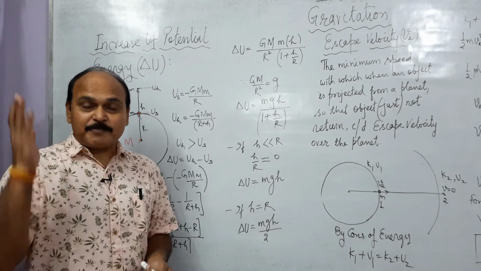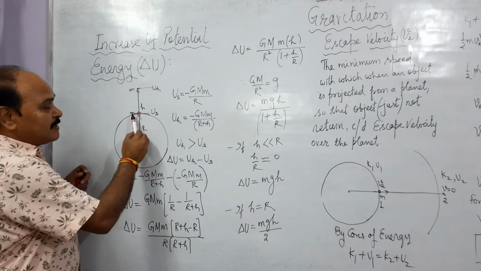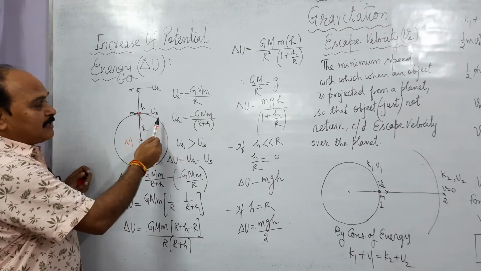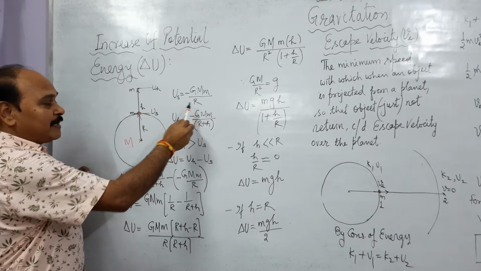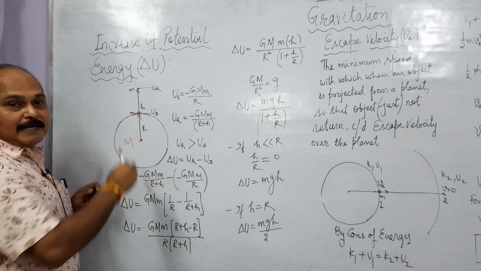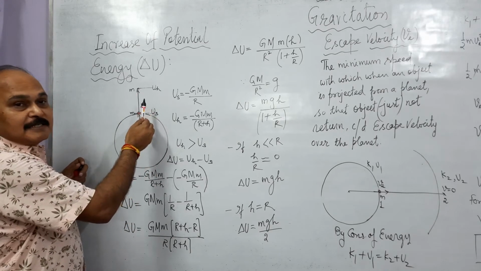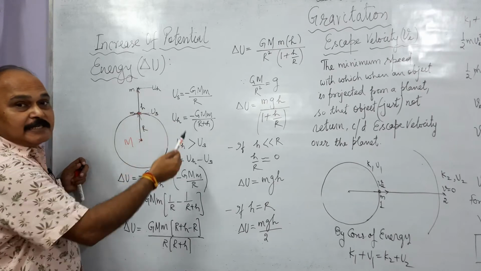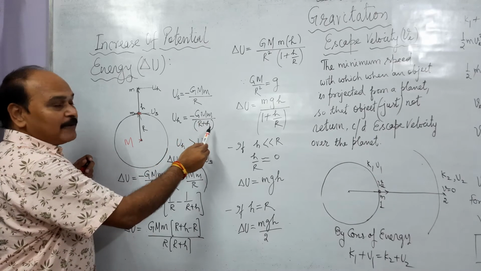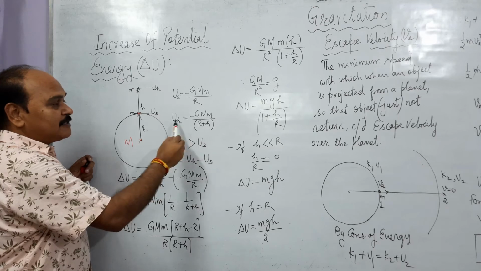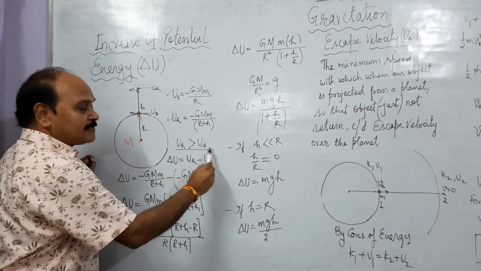We also know the absolute formula of potential energy of an object. When the object is over the surface of the planet, its potential energy is minus GMm by R. R is the radius of the planet, capital M is the mass of the planet. As the object moves up by distance h, at height h its potential energy would be minus GMm upon R plus h. This is greater than the potential energy at the surface. U_h is greater than U_s.